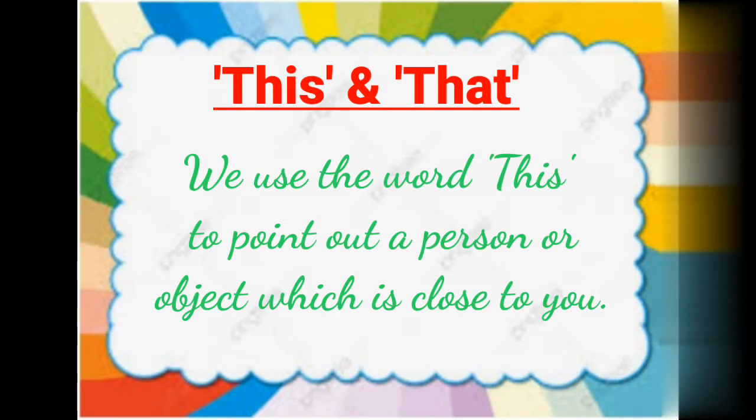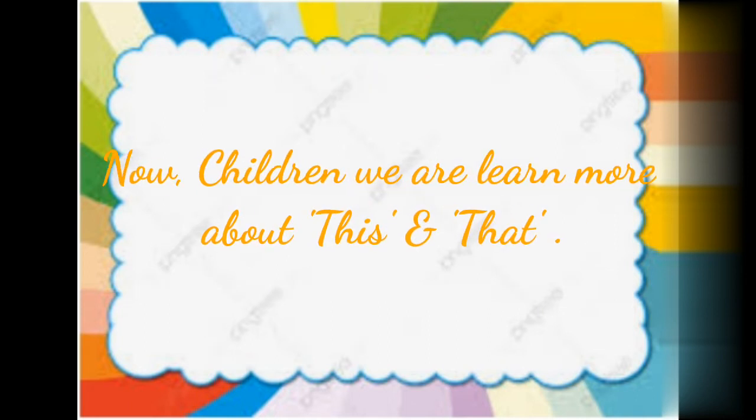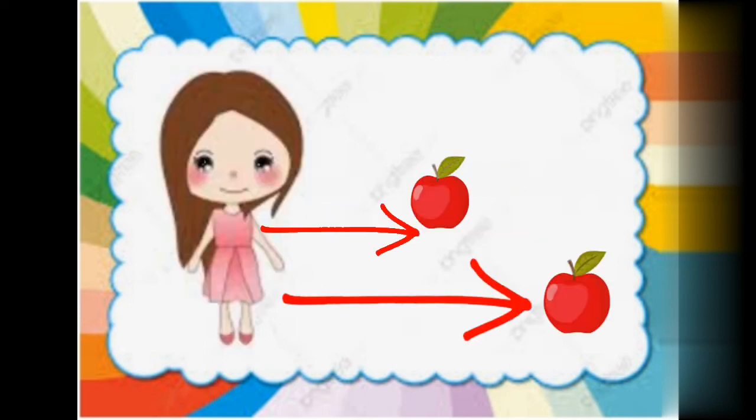This and that. We use the word this to point out a person or object which is close to you. On the other hand, that is used to point out a person or an object which is further from you. Now, children, we are learning more about this and that.